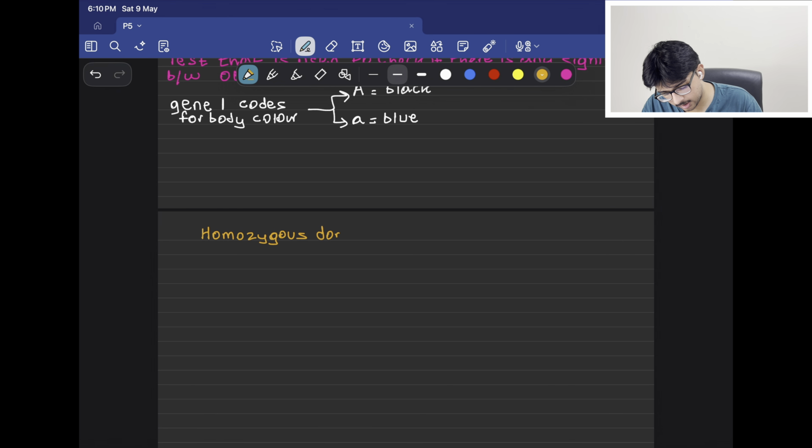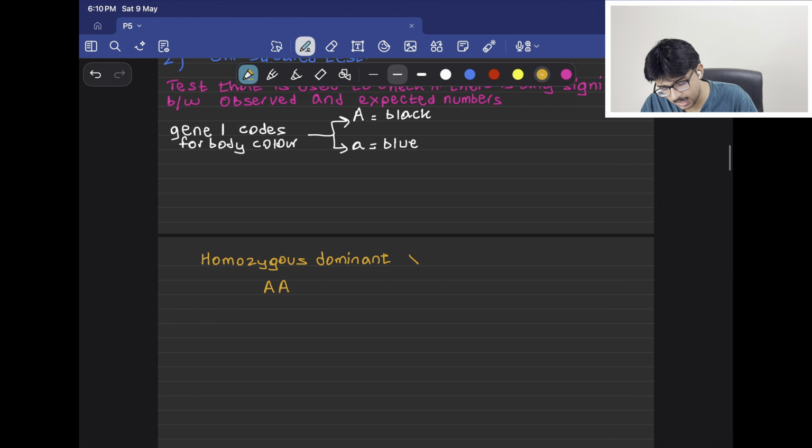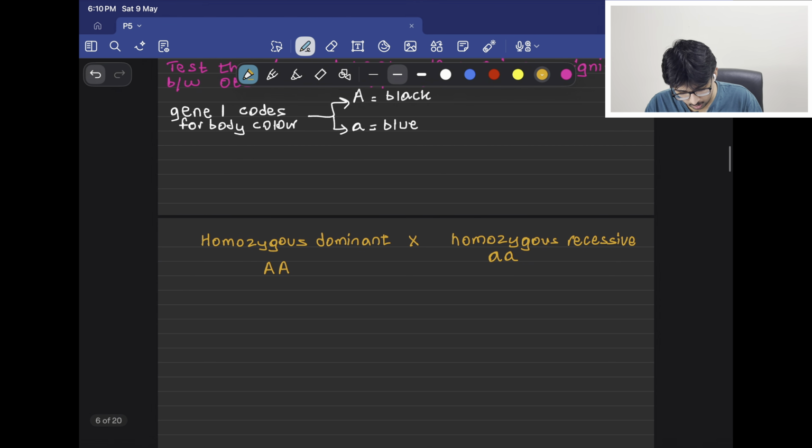I take a homozygous dominant organism, meaning that both of the alleles in the genotype are dominant. That's capital A, capital A, and I mate it with a homozygous recessive, which obviously means their genotype is small a, small a. Whenever two organisms are mated together, it's not their genotypes which combine, right? It's their gametes which combine.